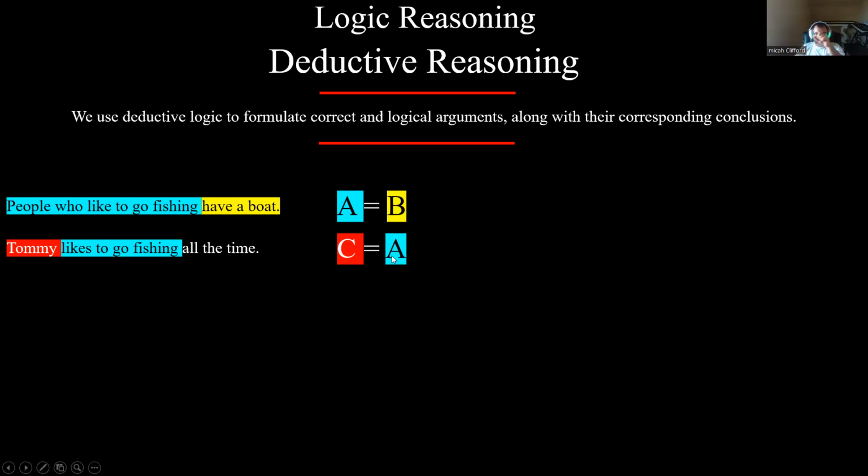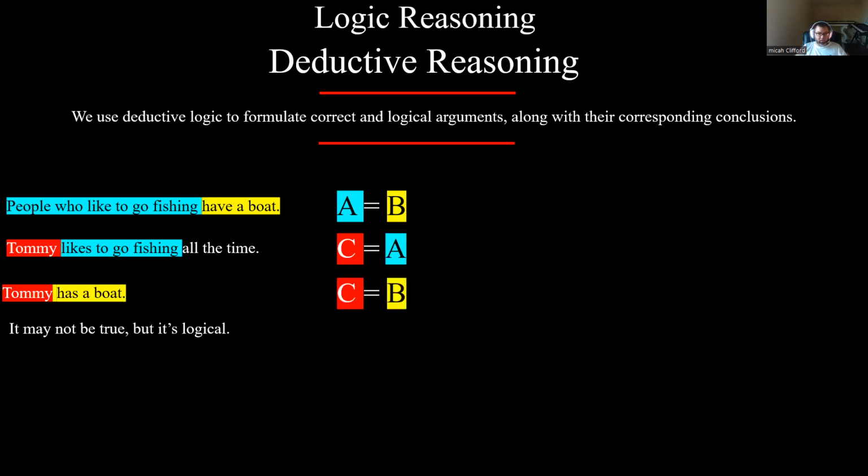Now to fully wrap this up, people who like to go fishing have a boat. Tommy likes to go fishing. It would be logical to conclude Tommy has a boat. I hope y'all can see that, right? So C equals B. It may not be true, but it's logical. It's not always true, but it is logical, right?